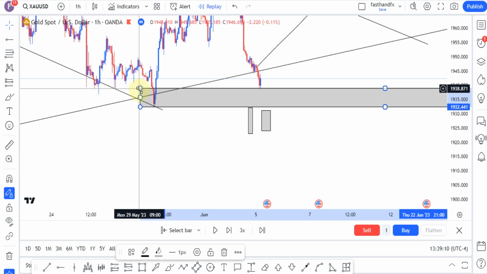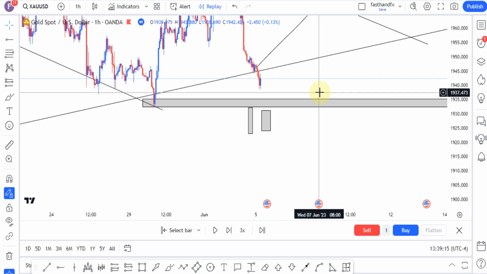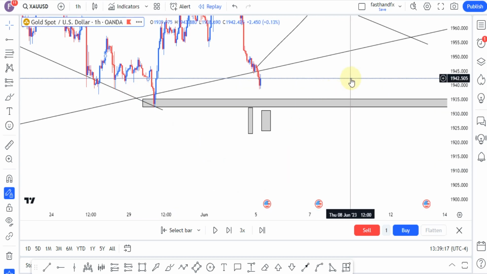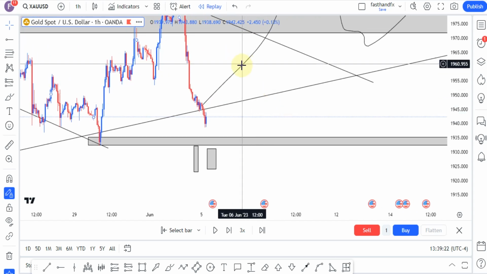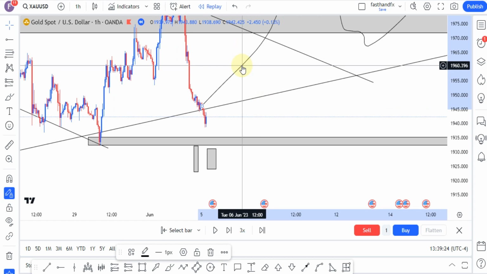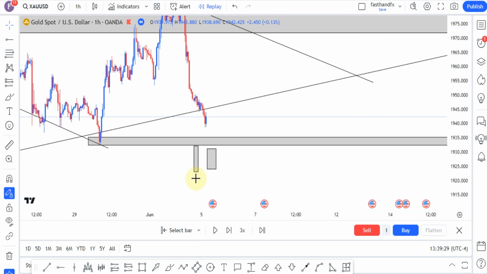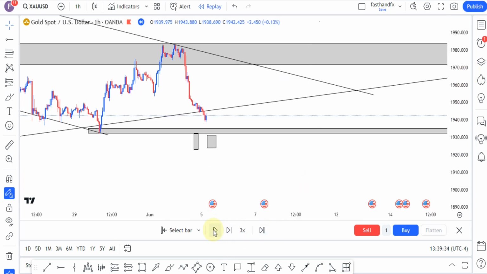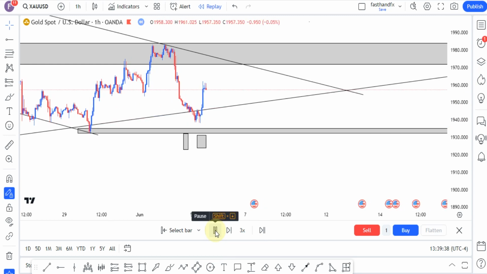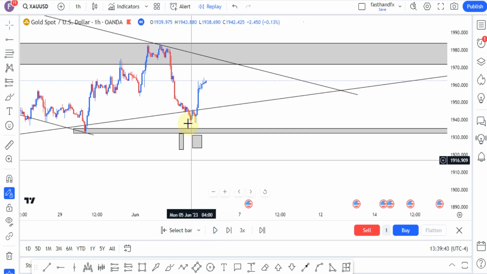So let's see how the market behaves around this area, and if it doesn't take us, we see if it will be able to give us opportunities to buy, maybe for a short term. That's for scalpers and day traders. So let's see, guys. Let's see what it does around this area. So you see what happened, guys.